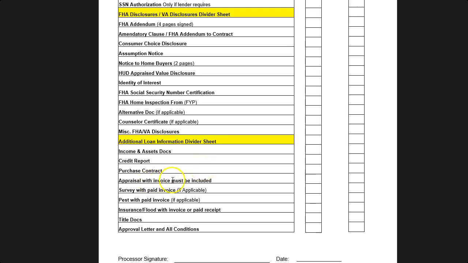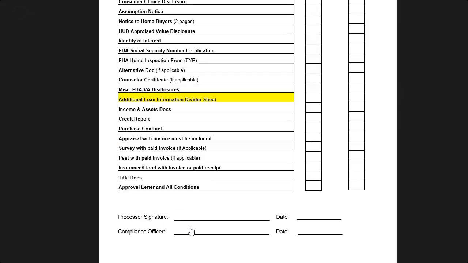The appraisal with the invoice must be included. The credit report also needs to include the invoice. The survey with the paid invoice as well. Pest with paid invoice if you had a pest report. The insurance and flood insurance with an invoice and paid receipt. All title documents, including the chain of title, the wire instructions, and the title commitment. The approval letter with all the conditions.